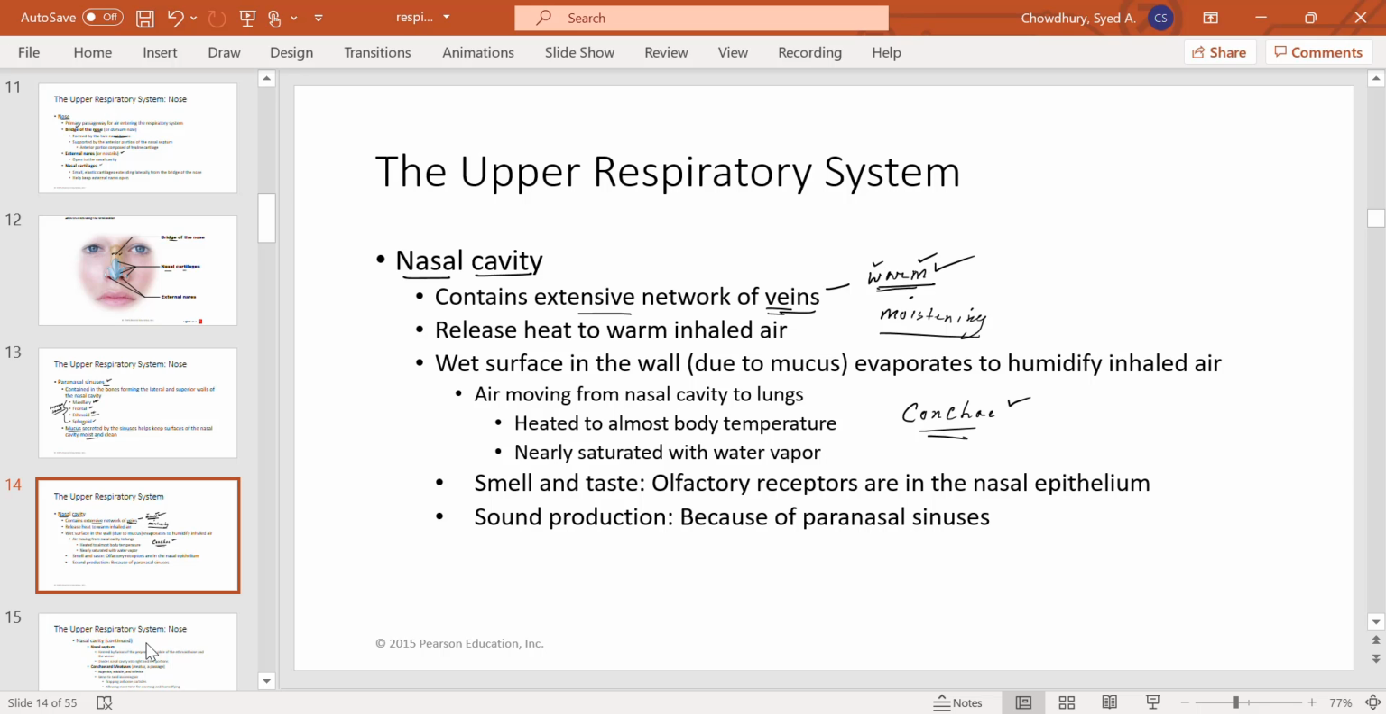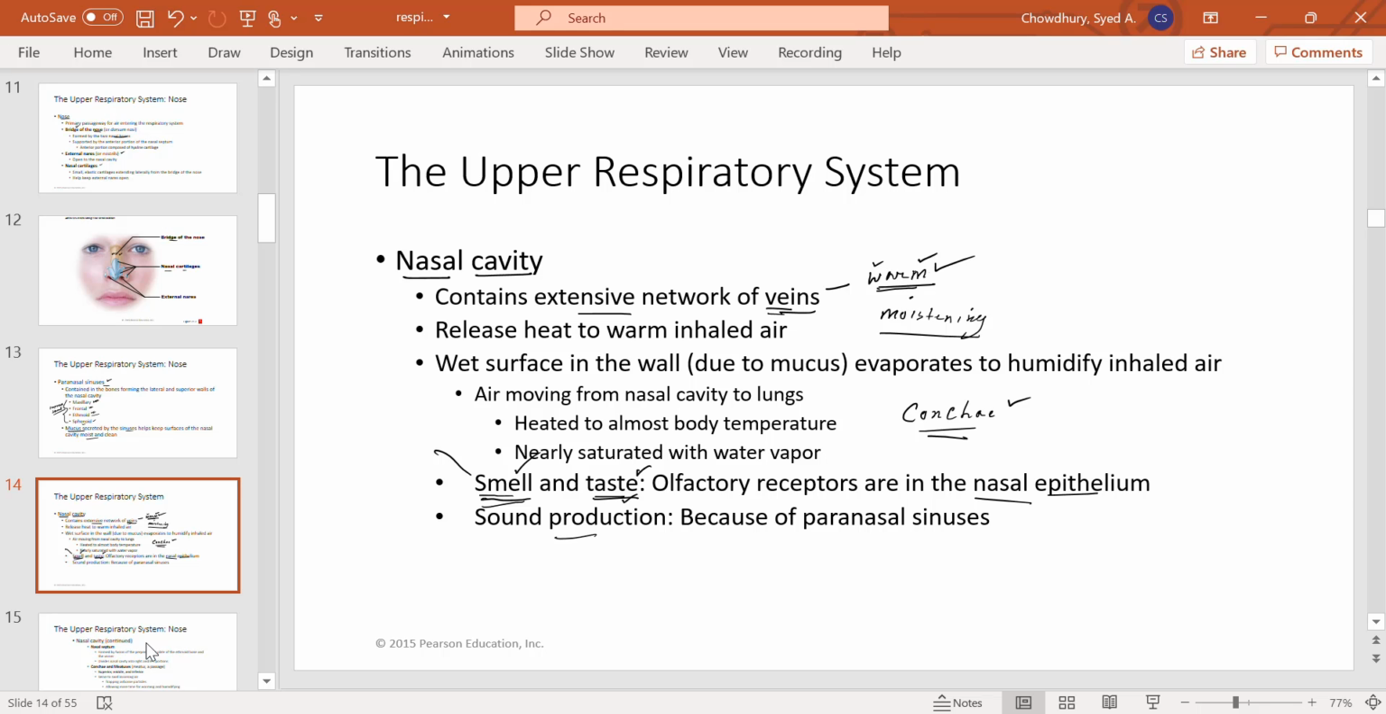Okay. Also, inside the nasal cavity, you have the smell and taste receptors. You know, when you get infection or cold in your nose, then the taste of food changes, right? Also, you don't smell. So, of course, we have the smell or olfactory receptors inside the nasal cavity, as well as some taste receptors. Taste receptors are mainly in your tongue, but some taste receptors are also present in the wall of the nasal cavity or epithelium of the nose.